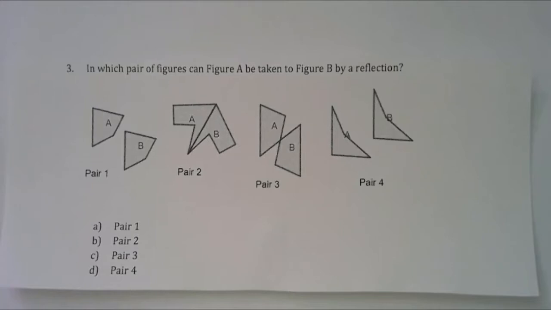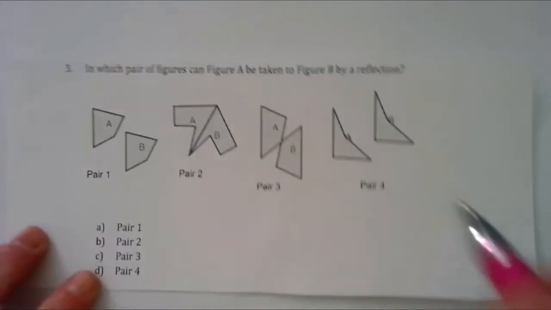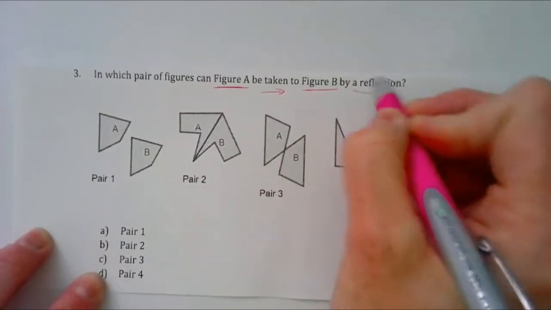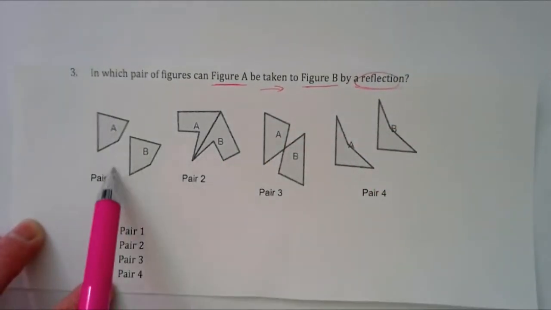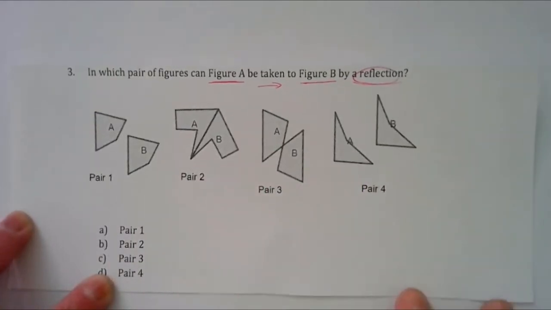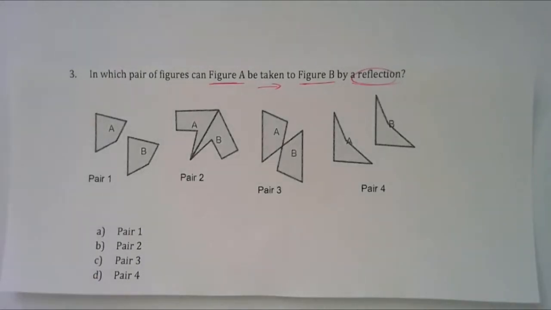Number three says, in which pair of figures can figure A be taken to figure B by a reflection? So which of these pairs is showing a reflection? Remember, with reflections, what was on the left is on the right, or what is up is now down. The figure has an opposite type of look. Looks like it's a mirror image.